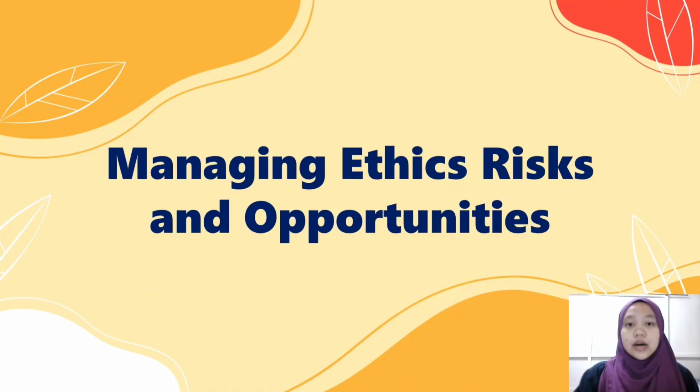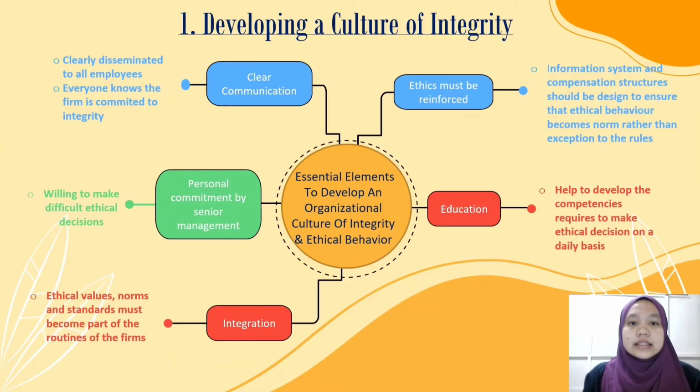Next, we look at how to manage ethics risks and opportunities. There are 2 ways, which are development of integrity and corporate governance. First, we look at developing a culture of integrity. The most effective way to manage ethics risk and opportunity is to ensure that integrity is part of the decision-making culture of the firm.